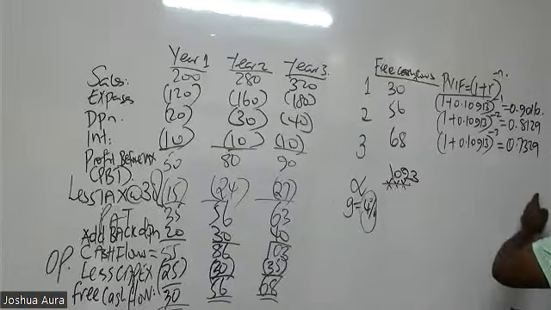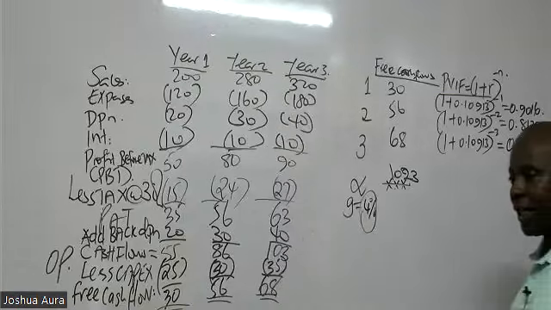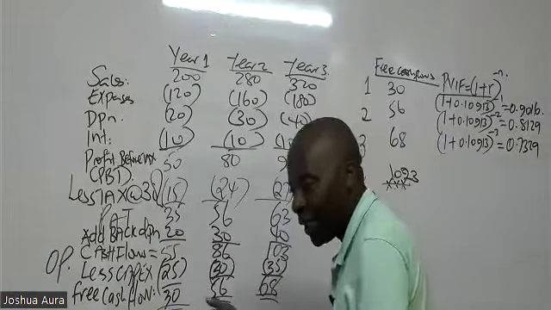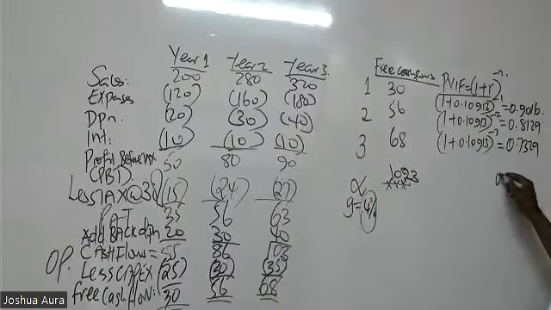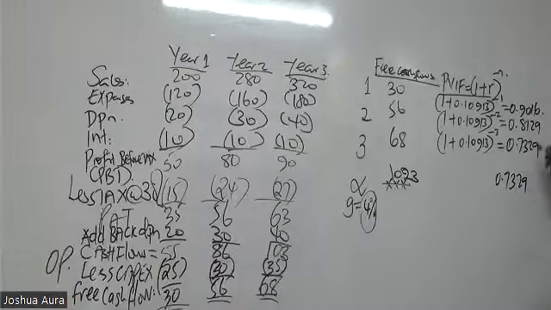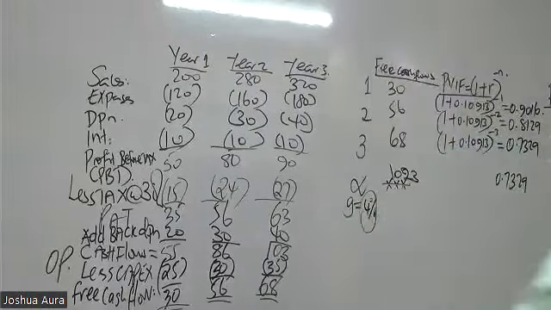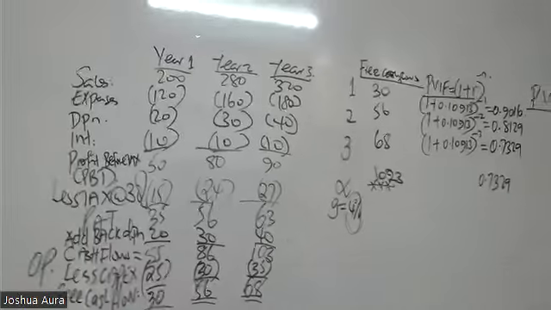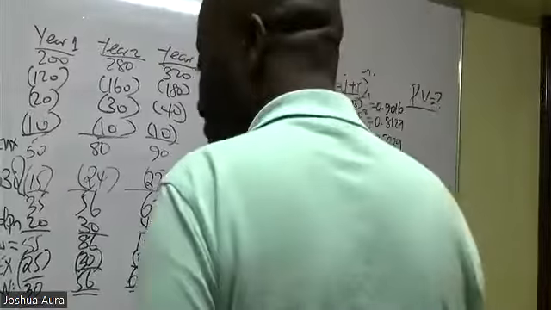Thank you very much. Drop down. This 0.7329. Come here and create the last column, present value.